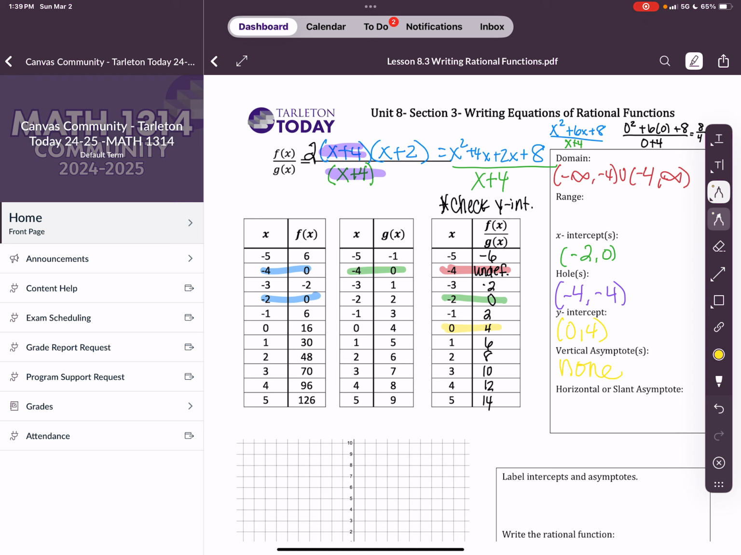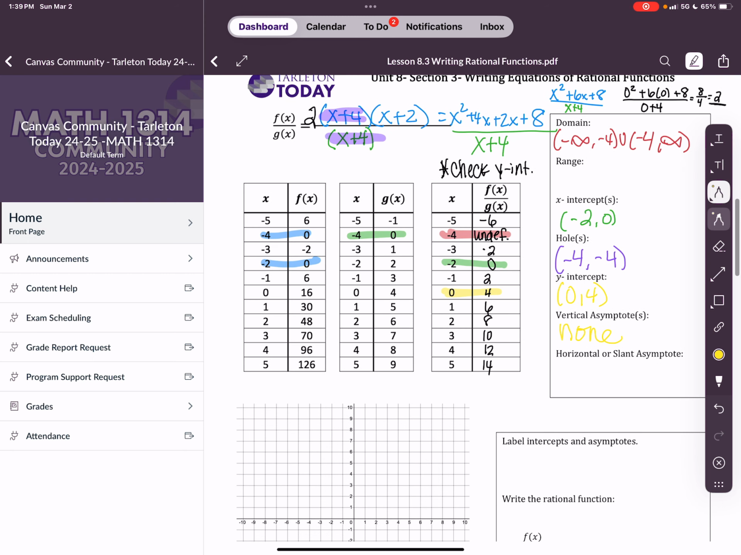Okay, now when we get to our horizontal or our slant asymptote, this one's going to be a little bit different. As we just talked about with our vertical asymptote, we have the x plus 4 on the bottom. That's the only factor on the bottom, but that's the shared factor. So there's not anything left on the bottom that isn't the shared factor. So it's not going to be a horizontal, and it is going to be a slant this time.